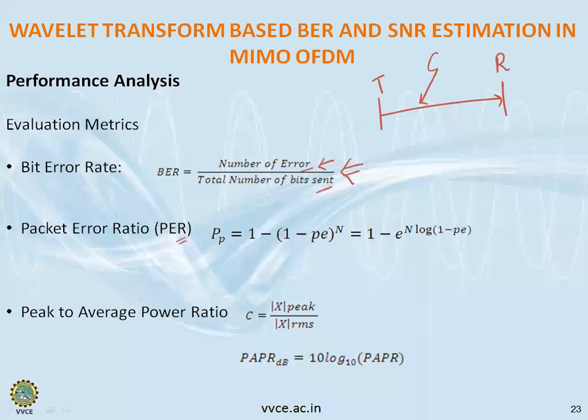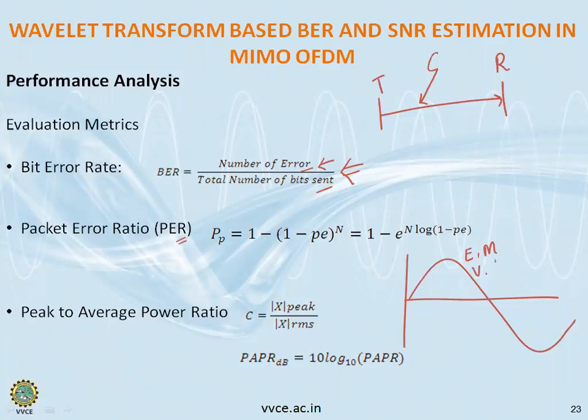Next is the peak to average power ratio. Whenever they transmit the symbol, they have to transmit it through a suitable dielectric medium. Therefore, these symbols have both electric field properties and magnetic field properties. The electric field property analyzes the voltage transmitted through the signal, and the magnetic field analyzes the current flowing through the symbol.